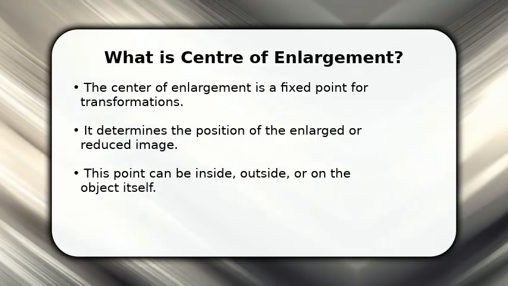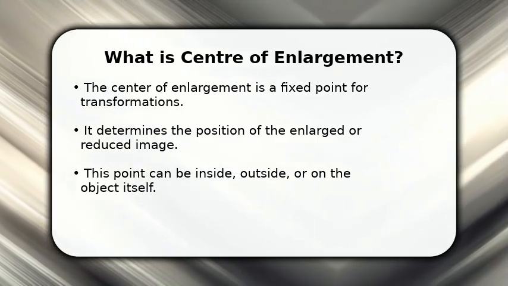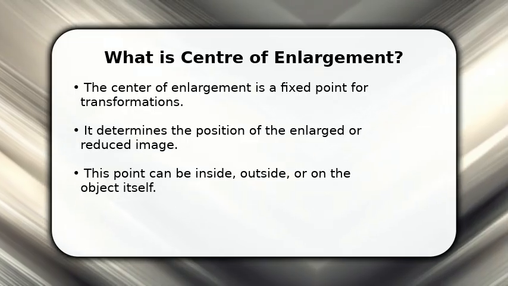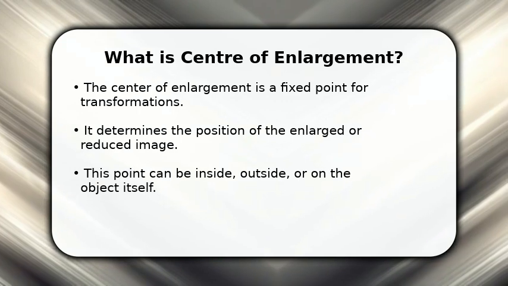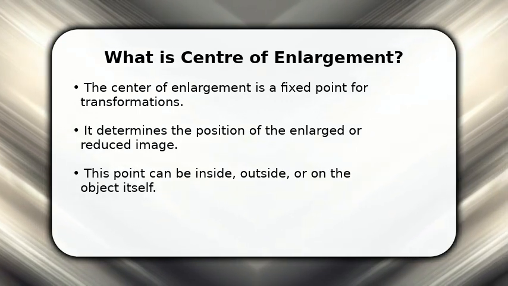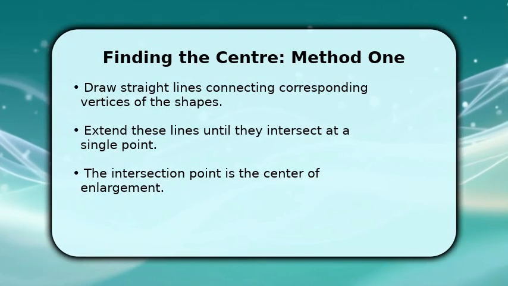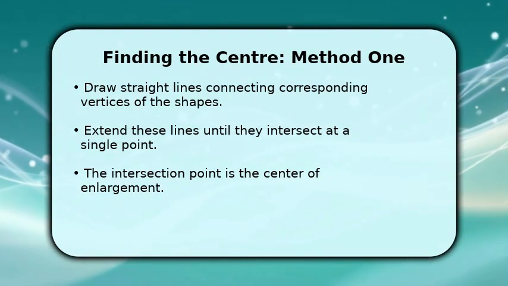This point can be anywhere, inside the original shape, outside it, or even directly on one of its vertices. Knowing its location is crucial for accurate transformations. The most straightforward way to find the center of enlargement involves drawing lines.